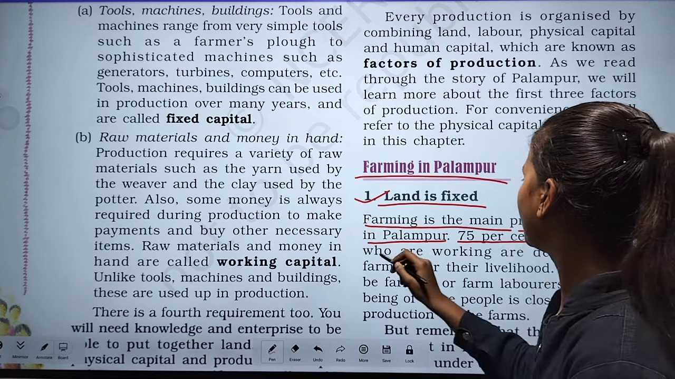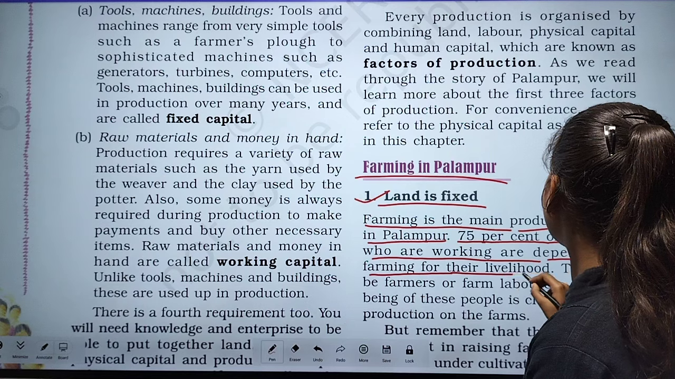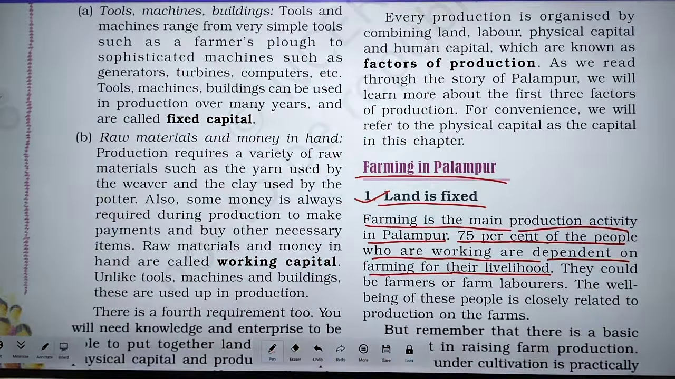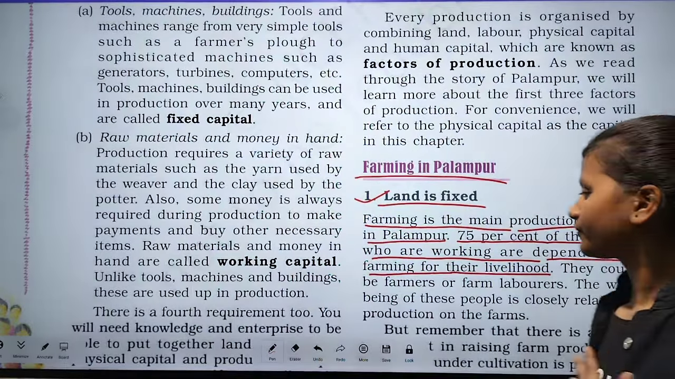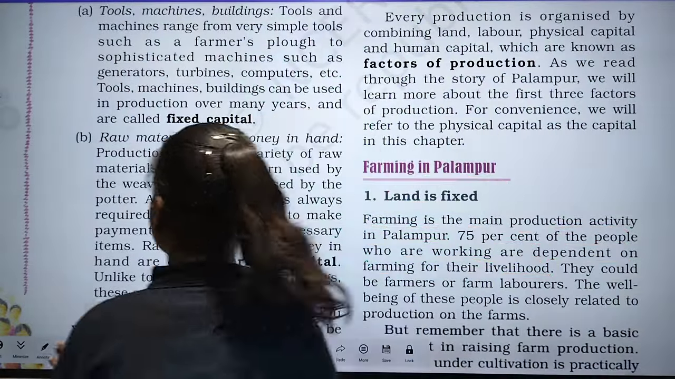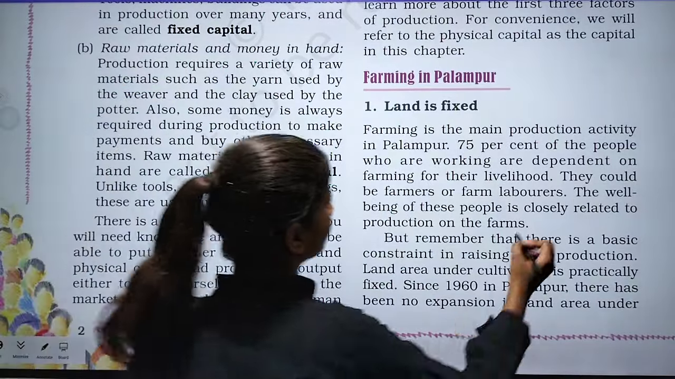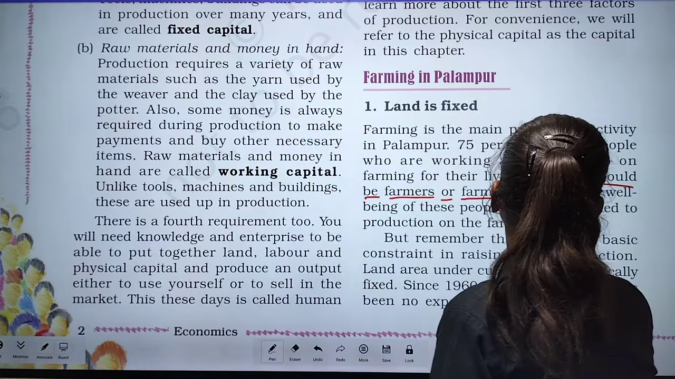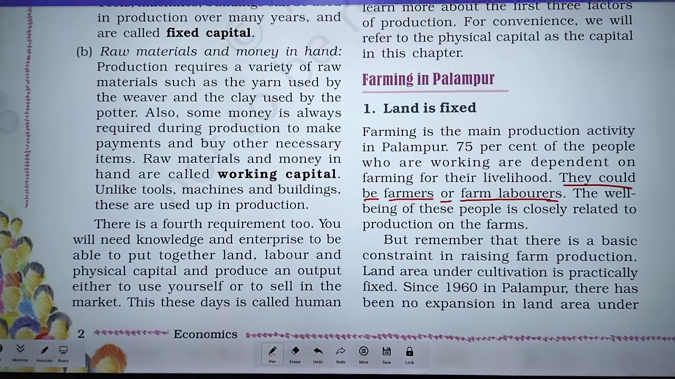75% of the people who are working are dependent on farming for their livelihood. They could be farmers or farm laborers.